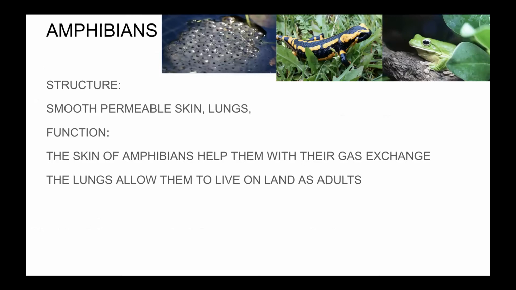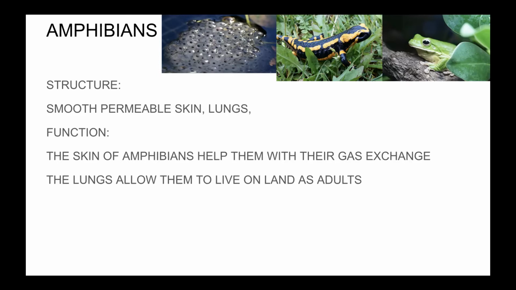Amphi means double or dual. Bio means life. So they have a dual life, a double life. The first part in the water, aquatic, the second part on land, terrestrial. They have smooth, permeable skin. That means things can go in and out of the skin. And in the adult stage, when they're on land, they have lungs.